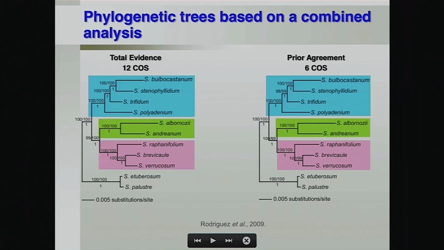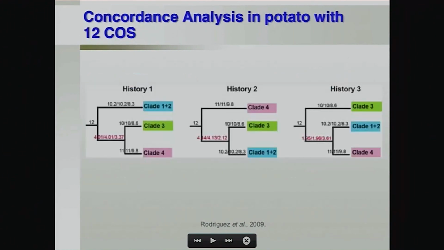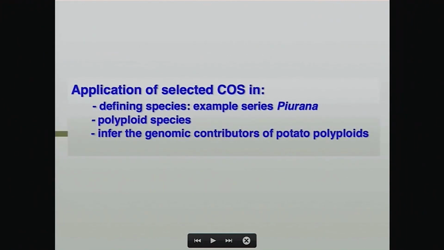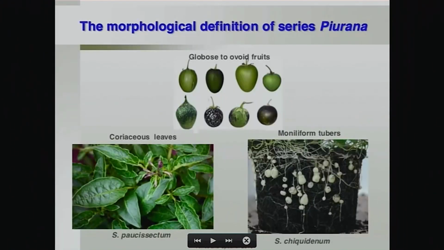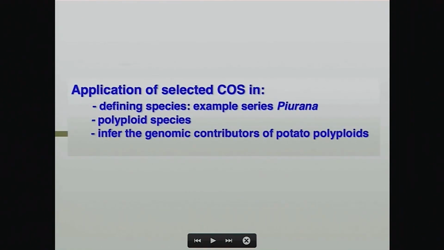Those sequences were also applied. Let me go back. Here there are only a few species. If I remember, it was 12 or 11 species, I think. 4, 6, 11, okay. Then we applied the same codes, the 6 codes that were in concordance, to help to define a species. And now I'm going to show you only results from series Piurana, but we applied these codes for series Piurana, series Conicibaccata, and the Brevicaule complex.